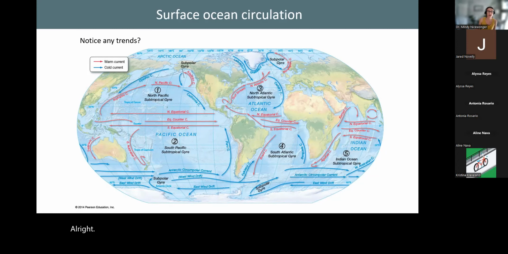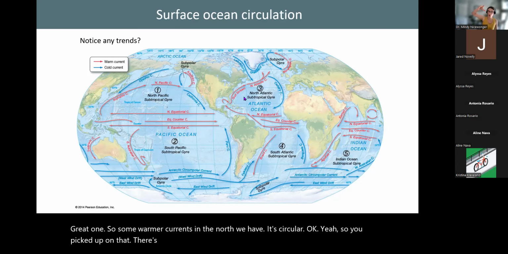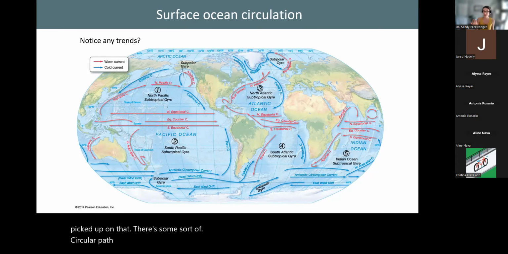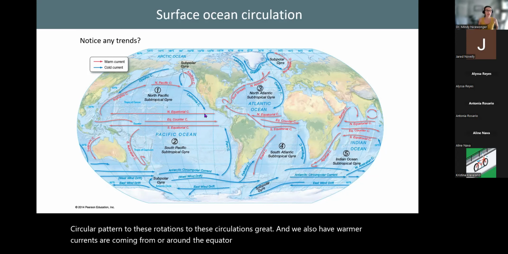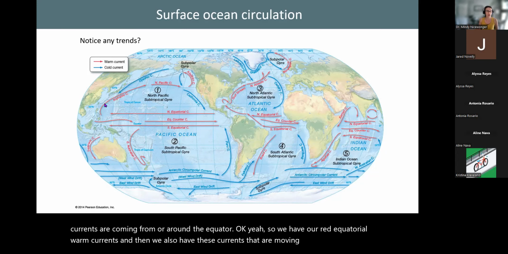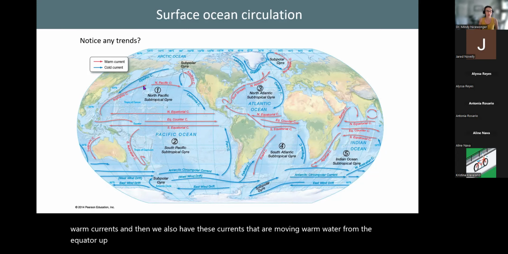Great one. So some warmer currents in the north, it's circular. Yeah, so you picked up on that there's some sort of circular pattern to these rotations, to these circulations. Great. And we also have warmer currents coming from or around the equator. Yeah, so we have our red equatorial warm currents. And then we also have these currents that are moving warm water from the equator up to the north or to the poles. We could also see that in the south, right? So the East Australia current moving from the equator to Antarctica.